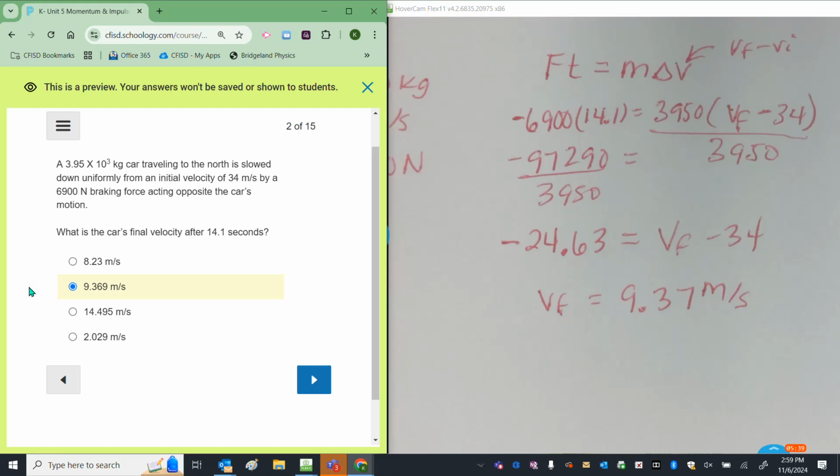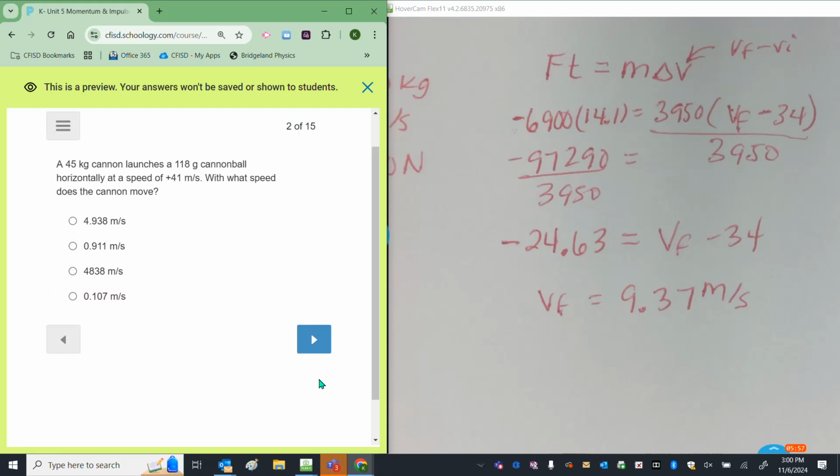Okay, do be careful about your signs here, because if you do forget this sign, you are going to get the wrong answer. Does anybody have a question about this particular problem? This one's one that sometimes is an issue for students. Okay, then we're going to go ahead and move on.